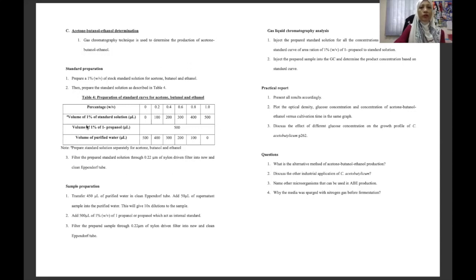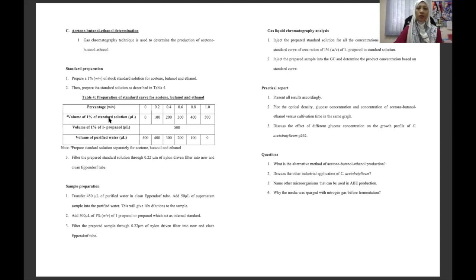For the sample, you need to do preparation as mentioned here in Table 4. This is for preparation of the standard. You prepare 1% standard solution with different concentrations. In the chromatogram that I gave you, we used different concentrations, which are 0.4, 0.8, 1.2, 1.6, and 2. It doesn't matter as long as you have at least 4 to 5 points to construct your standard curve, as usual.